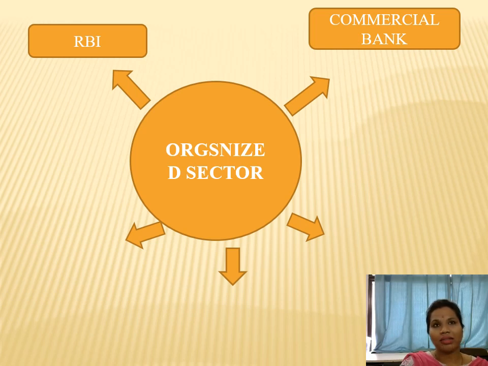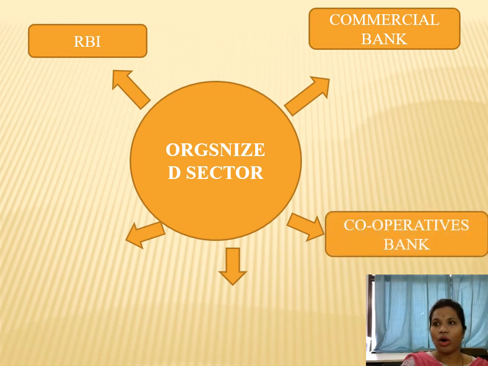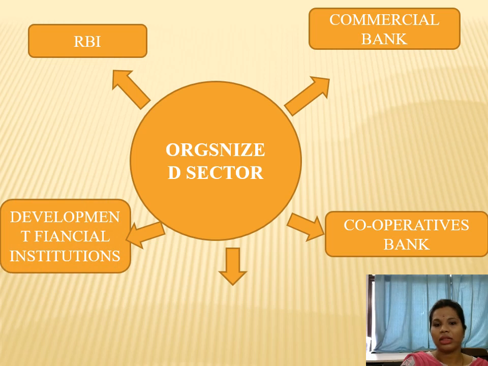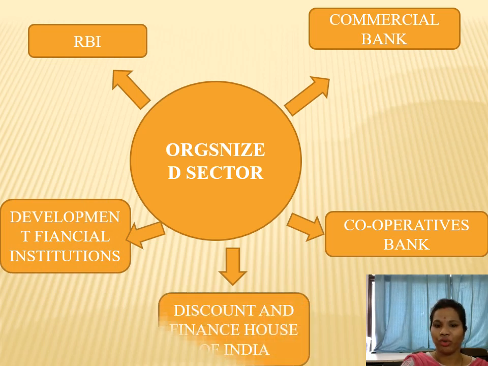The RBI is the head of the commercial banks. And the next one is cooperative banks, then development financial institutions, and the last one is discount and finance houses of India. This all comes under the organized sector, where all rules and regulations are formed. The employed are getting day-to-day payments on a regular basis, and they are enjoying all the benefits.